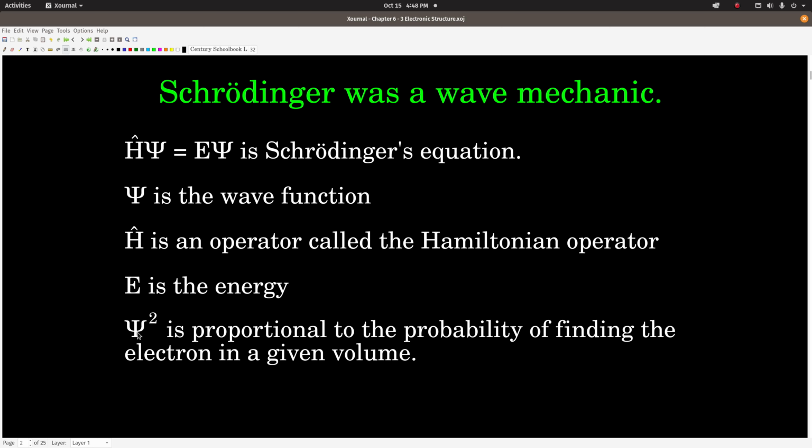Now we get to something that's useful to us at this level. Psi squared. If we can figure out what psi is, it ends up psi squared, the wave function squared, gives us a handle on the probability of finding the electron in a given volume. Now you'll see in just a minute that we cannot say exactly where an electron is. It's impossible. But what we can do is say it's within this given volume in the atom with some probability. So let's go to the next one.